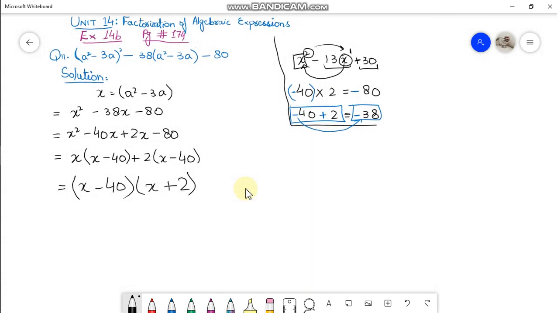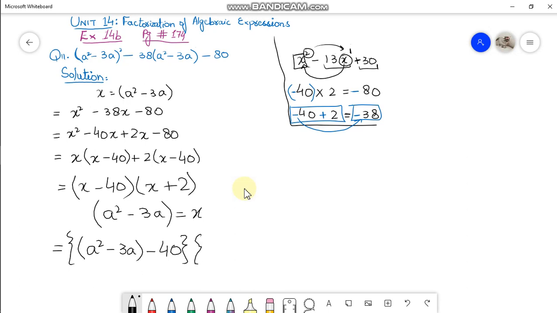So I am going to write a square minus 3a bracket in place of x. See this very carefully. In place of x I write a square minus 3a, so minus 40 remains at its place. And in the next bracket, that is x plus 2, I write bracket a square minus 3a bracket close, and plus 2 remains at its place, and the braces are closed.